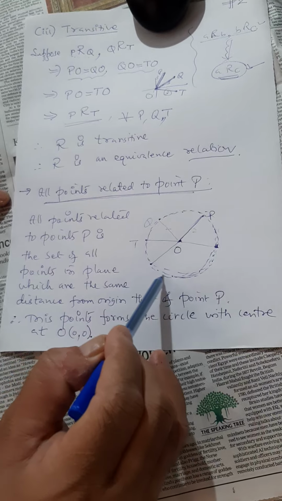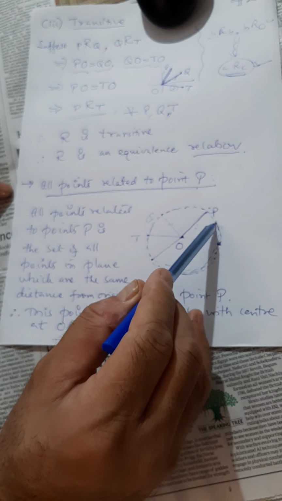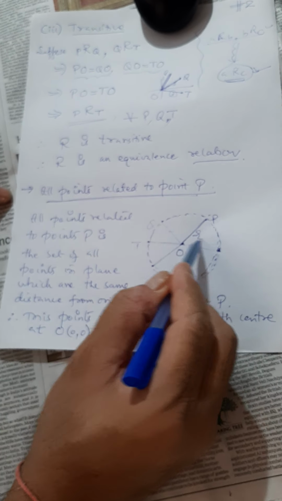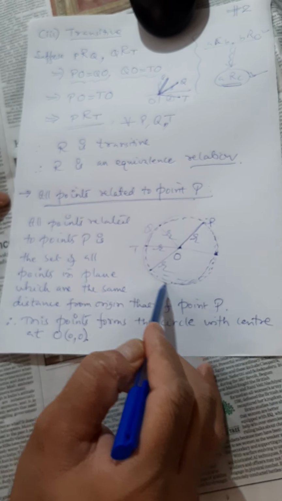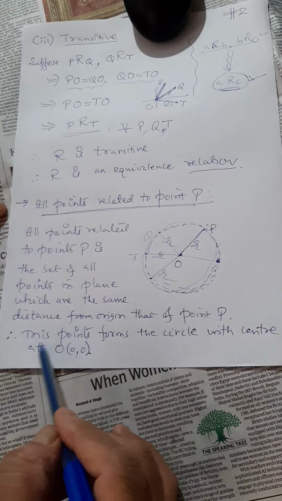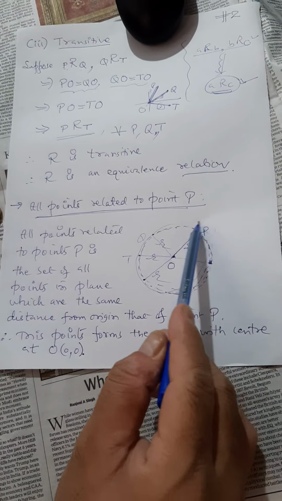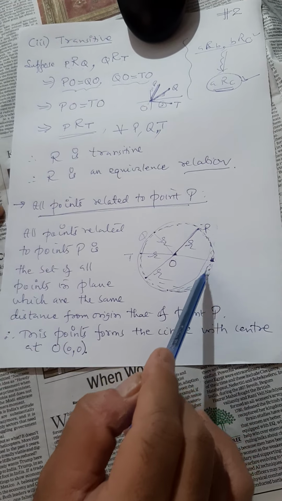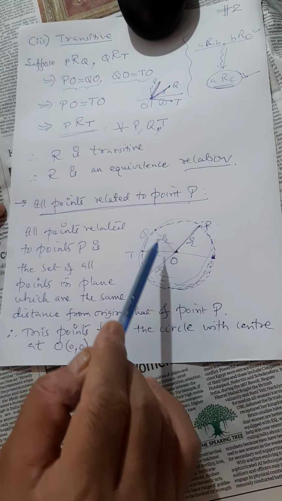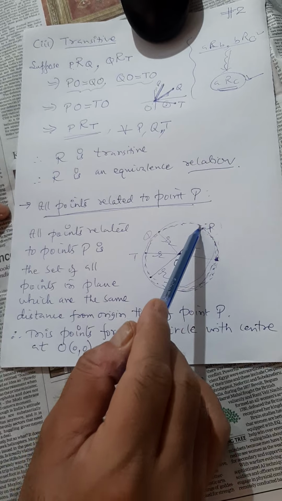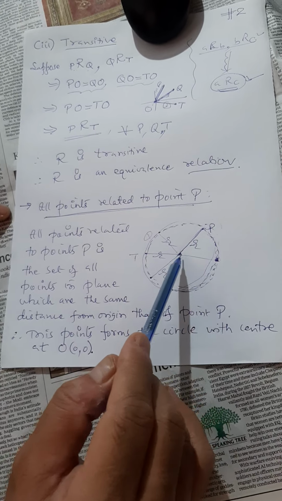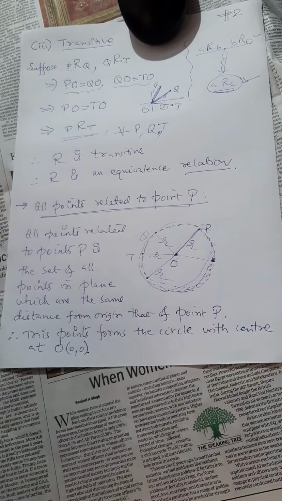So that way if I collect all such points, so if this is, for example, R, then this is also R, this is also R, this is also R. So this forms a circle. So here what I've concluded is all points related to P form a circle with the center at origin and radius equal to OP. So here the radius becomes this much, OP, that is the distance of P from origin.